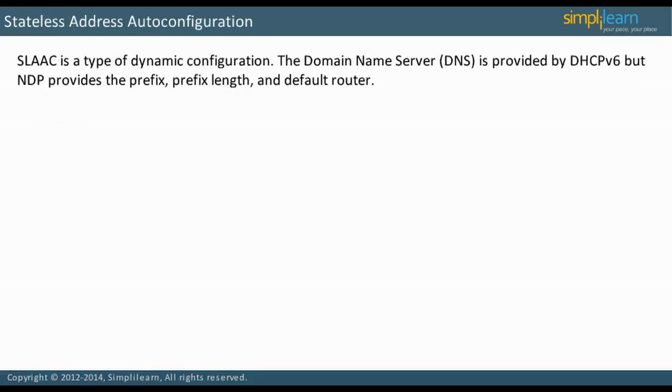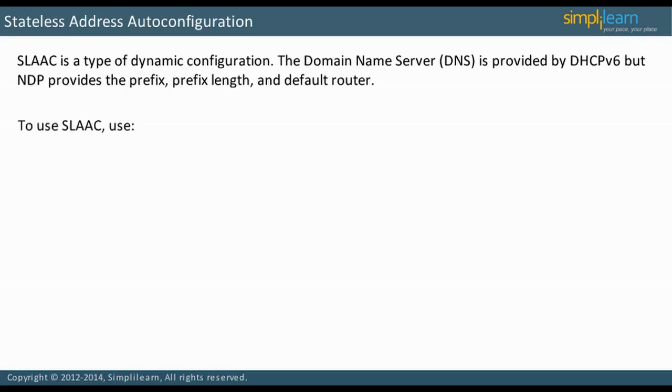SLAAC is also a type of dynamic configuration. The domain name server, DNS server, is provided by DHCPv6, but NDP provides the prefix, prefix length, and default router through router solicitation, RS, and router advertisement, RA, messages.